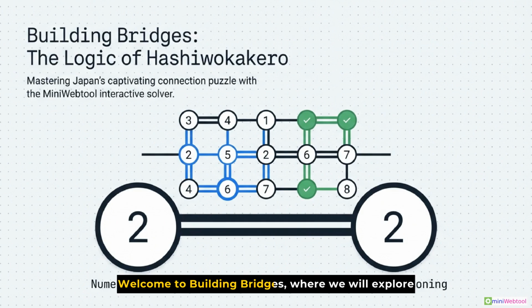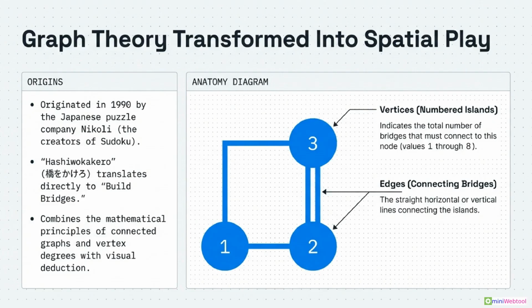Welcome to Building Bridges, where we will explore the logic of Hashiwokakero. This captivating Japanese connection puzzle combines numerical logic and spatial reasoning to create a single, interconnected network of islands.